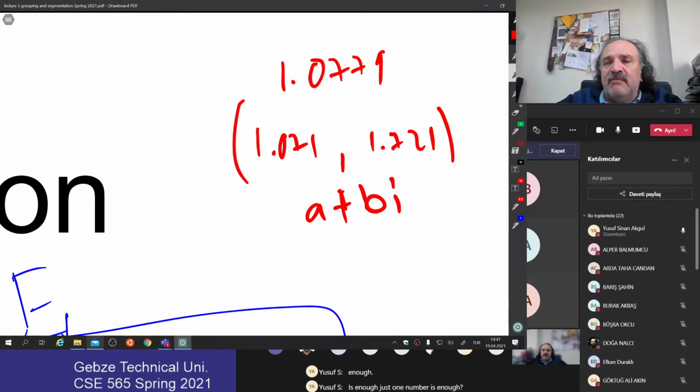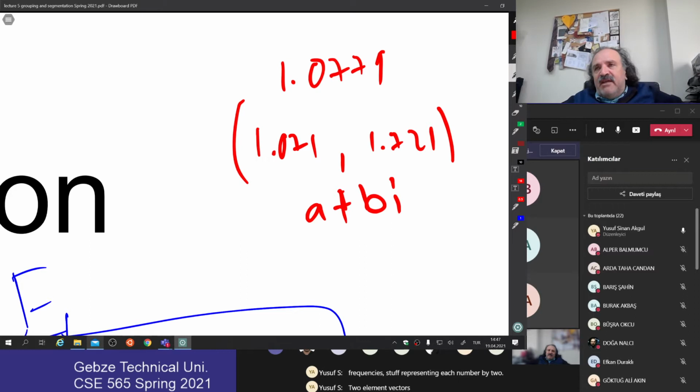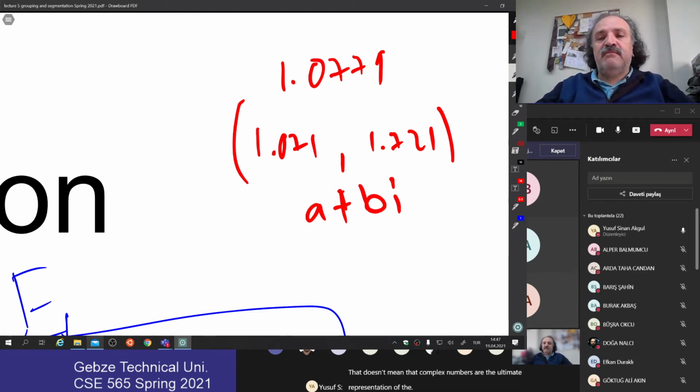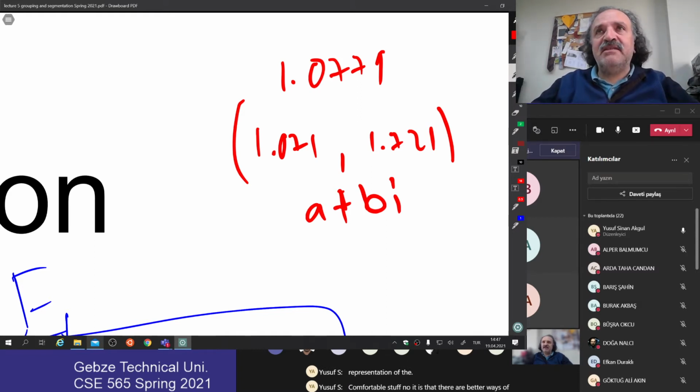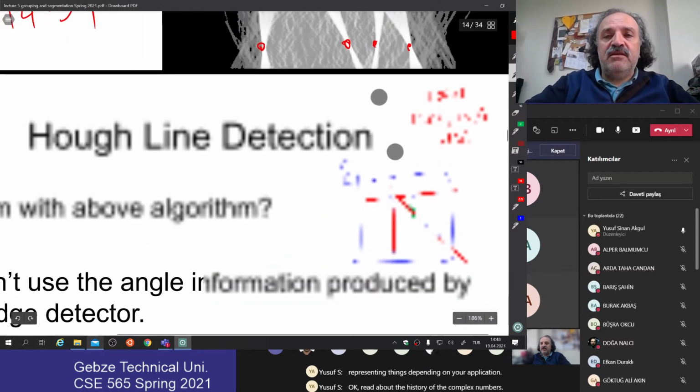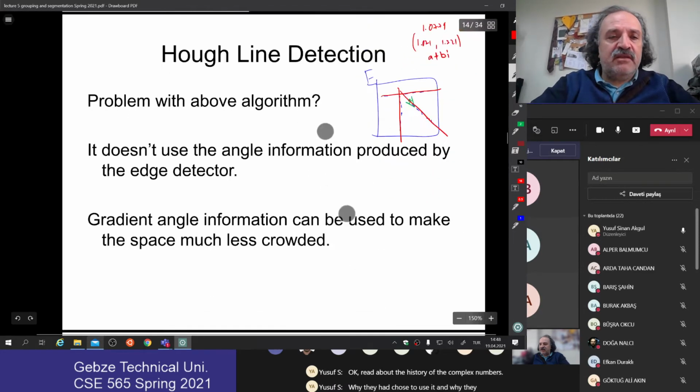But if you are doing some polynomial stuff or some other frequency stuff, representing each number by two-element vectors has many advantages. That doesn't mean that complex numbers are the ultimate representation of the countable stuff. No, it is not. There are better ways of representing things depending on your application. Okay, read about the history of the complex numbers, why they chose to use it and why they were not using it.